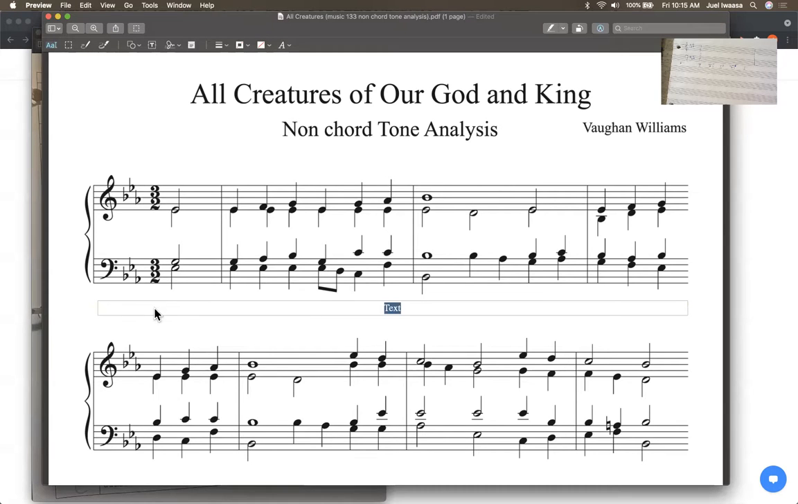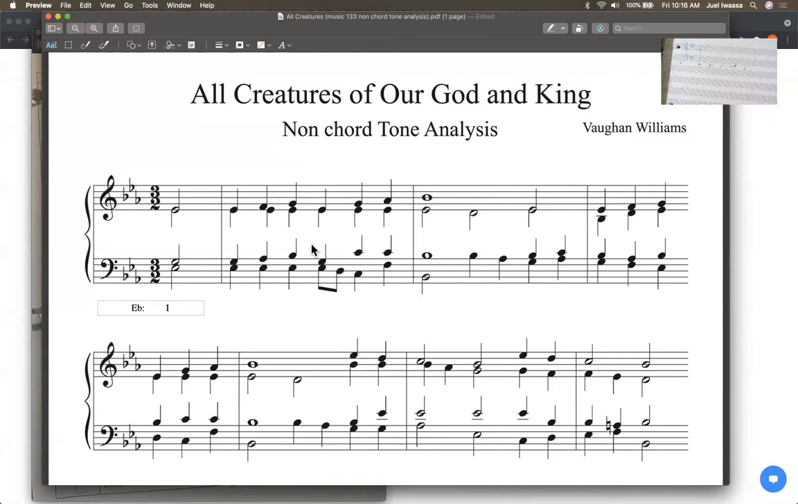So let's see if we can type in here. I think, in fact, we'll pull this over like this right there. So All Creatures of Our God and King is the one chord right here. It's a very famous hymn, written by Vaughan Williams, and it's got lots of great non-chord tones in here.